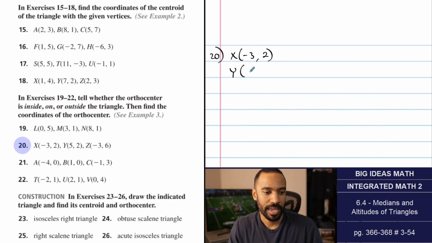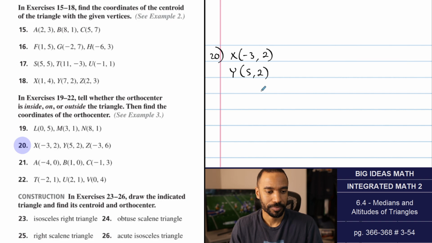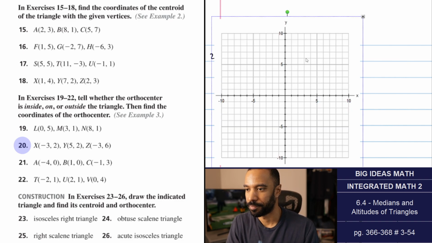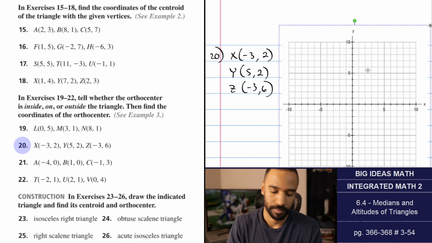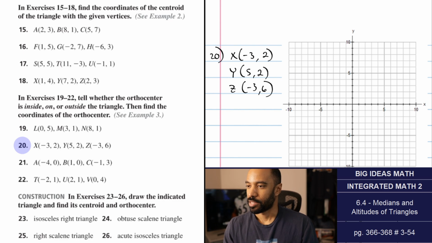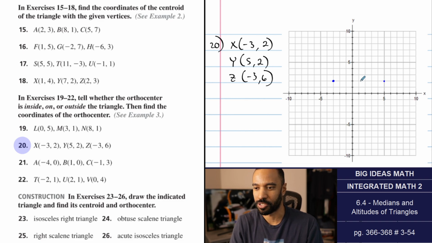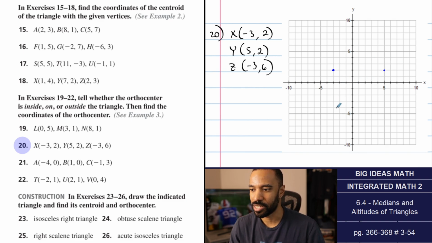All right, Y is at (5, 2), and Z is at (-3, 6). Okay, let's do number 20. X is (-3, 2). Y is (5, 2). Good, we have a horizontal set. Z is (-3, 6).